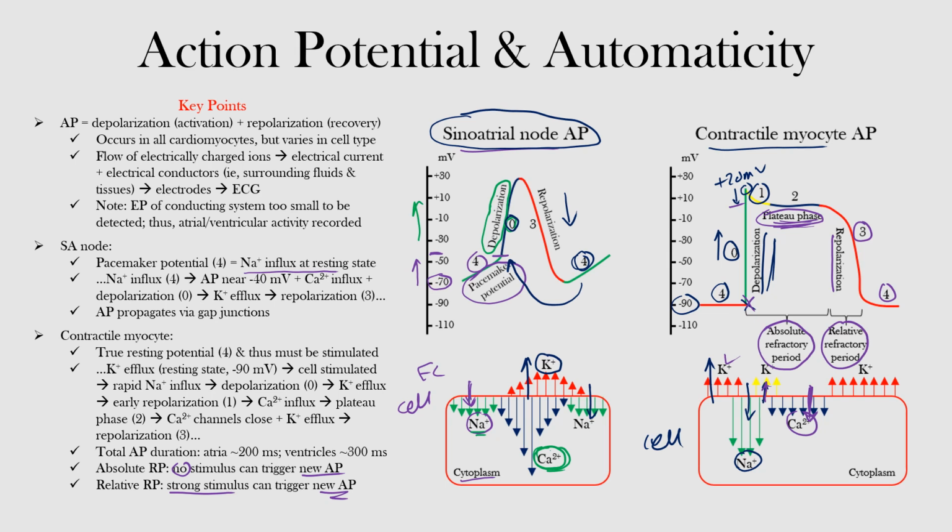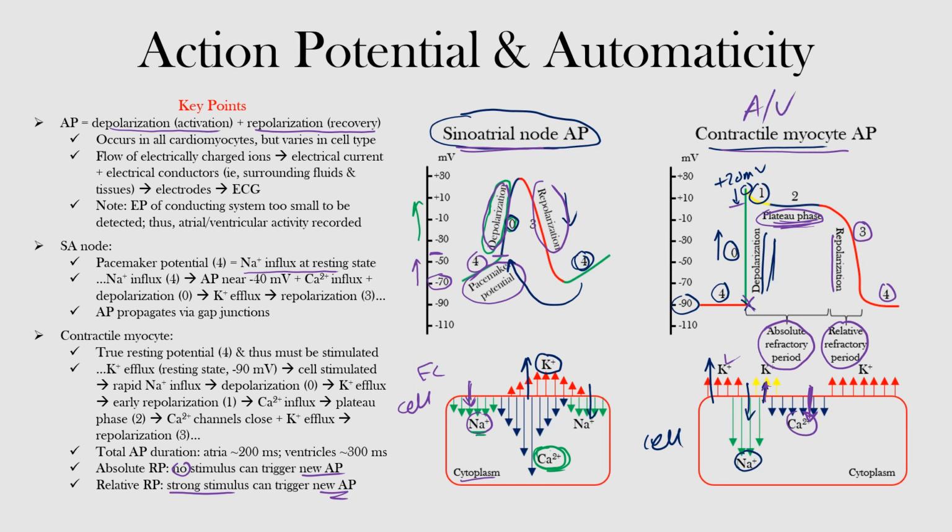begin again. So let's briefly review what we discussed before we end here. So we'll go through our notes. So again, an action potential represents depolarization or activation of the cell, as well as repolarization or recovery. We saw that in both cases, depolarization and activation occur in all cardiomyocytes, but it varies among the cell types.